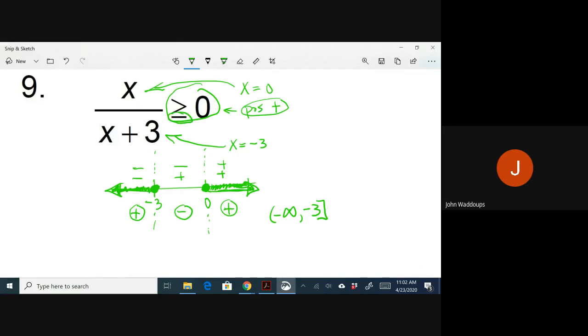Okay. So then we'll go union with another bracket at 0 for the same reason, but this one goes off to the right or to positive infinity. And we always use a parenthesis at positive infinity or negative infinity because those are not numbers that you can get to.